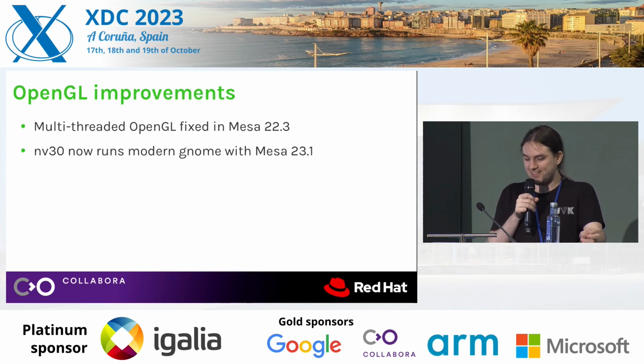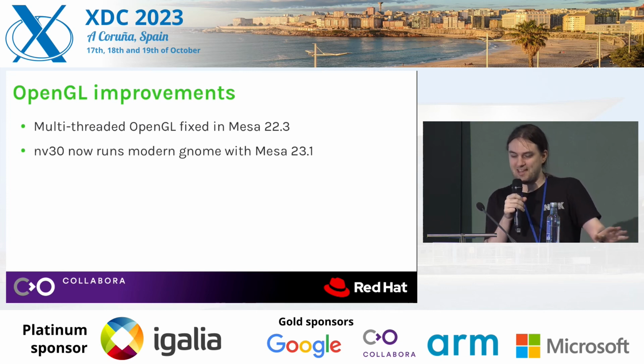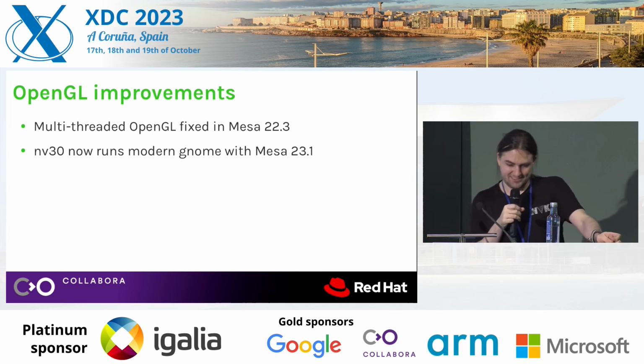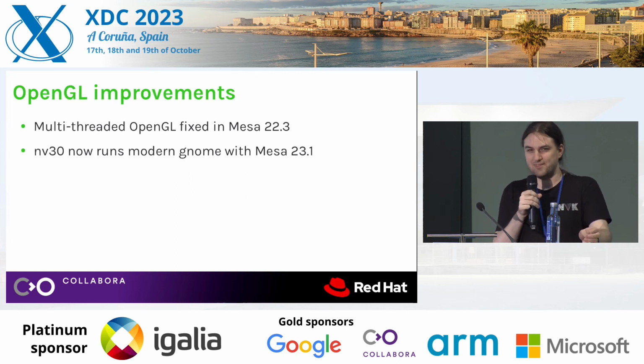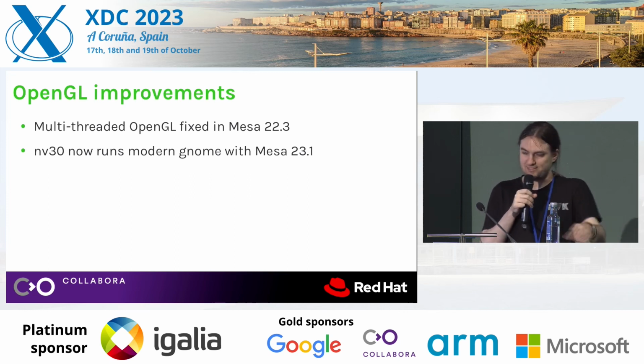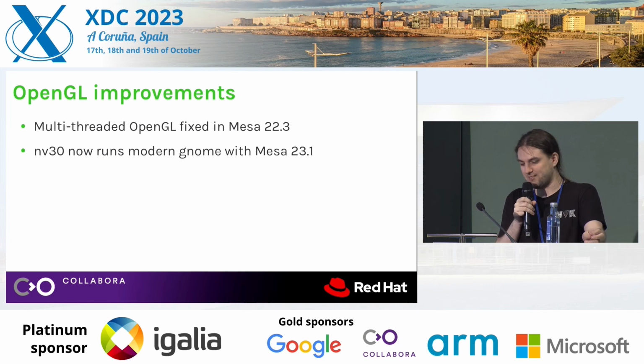And I've also managed, and others as well, to fix NV30, which is, I think, 20 year old hardware or something. But it has been broken since forever. There was some really weird bug, and if you started GNOME with it, it's just random garbage rendered on the screen. But it should work now. So in case you have an old GPU, it should work.